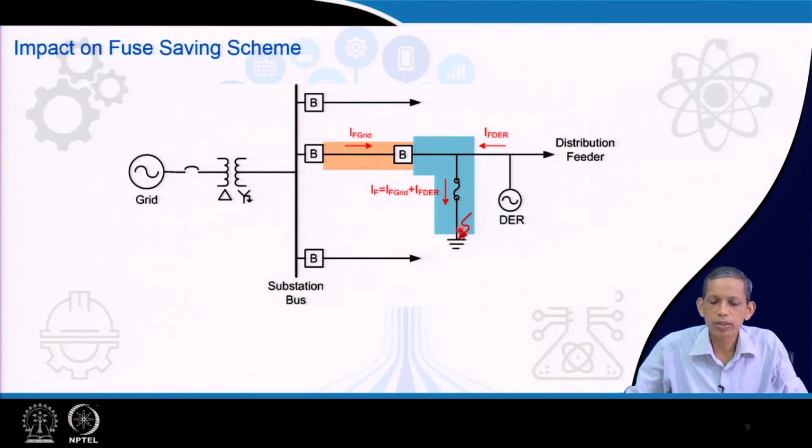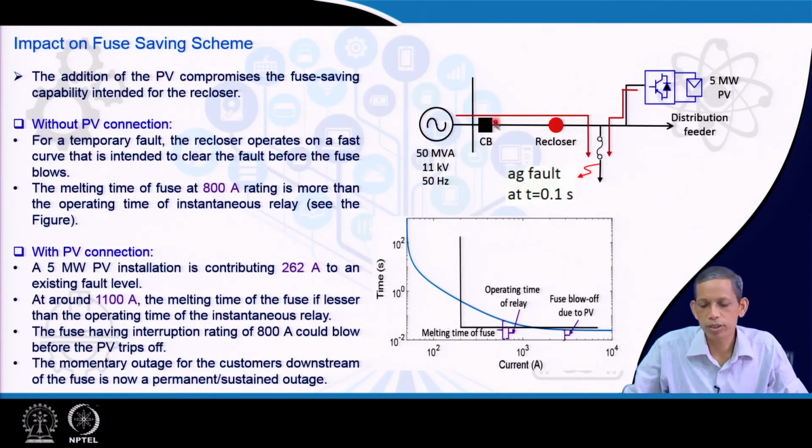So, within that transient period, the level of fault current becomes more, and the corresponding fuse may be blown out within that, even for transient faults also, and that is what you can say the fuse saving scheme is being put under scrutiny in that situation also.